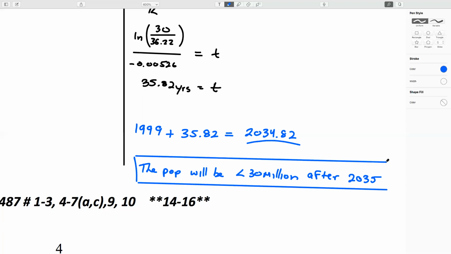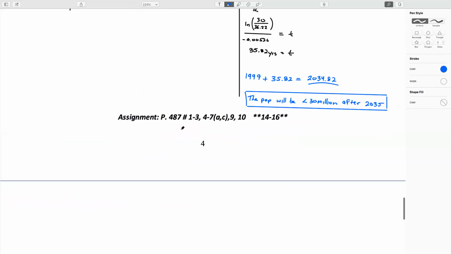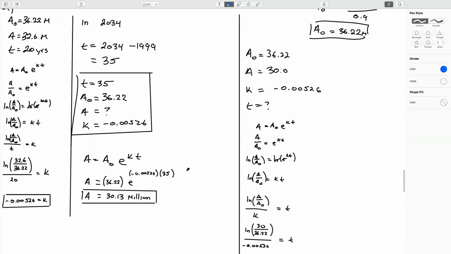Technically, if the question wanted us to be more specific, we could multiply 0.82 by 365 days, figure out the day in the year that it happens on, and we could provide like a calendar date. It's 82% of the way through the year. We're probably talking somewhere in September of 2034, but we only need to the nearest year, so this will be fine.